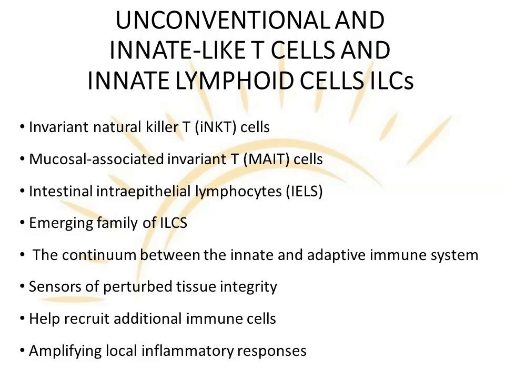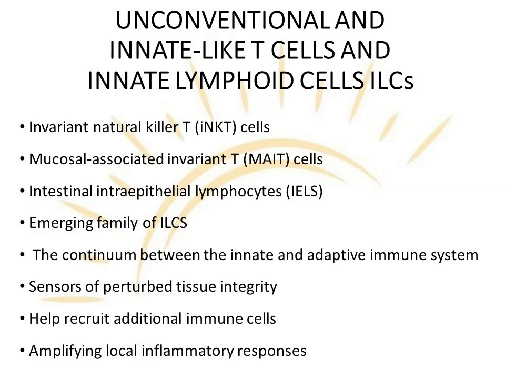Unconventional and innate-like T cells and innate lymphoid cells, ILCs. In recent years, a number of other non-recirculating lymphocyte populations have been characterized. These lymphocyte populations are residents of non-lymphoid tissue and organs and include invariant natural killer T (iNKT) cells, mucosal-associated invariant T (MAIT) cells, γδ T cells, and intestinal intraepithelial lymphocytes (IELs), as well as the emerging family of ILCs.